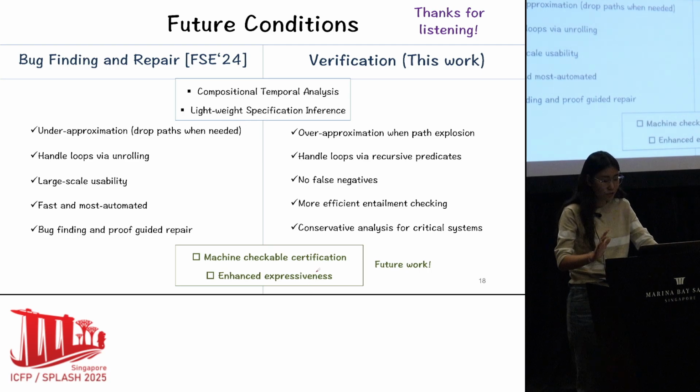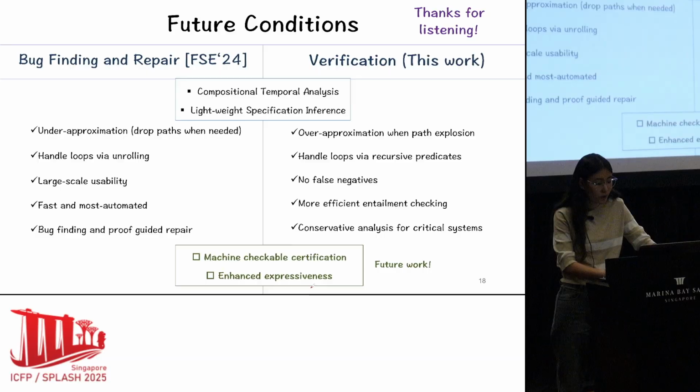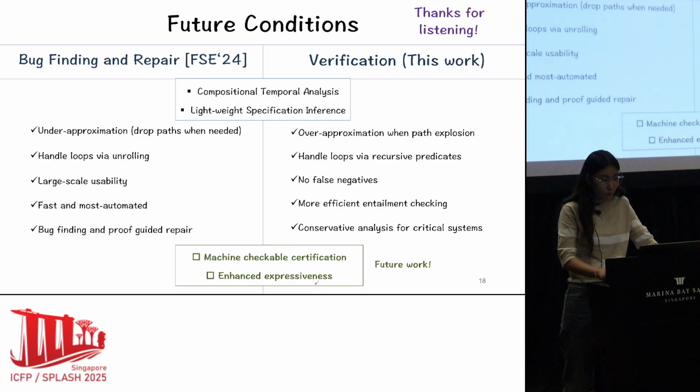And both of them share future work: so far we have no machine-checkable certification. All the proofs are done by the automated tool. It's not machine checked. And we can enhance the expressiveness, as the first speaker in this session mentioned, so we can extend it to hyperproperties, but you need to think about how to deal with the trace subtraction for hyperproperties. With that, this is the end of my talk. Thank you for listening, and I'll be taking questions.